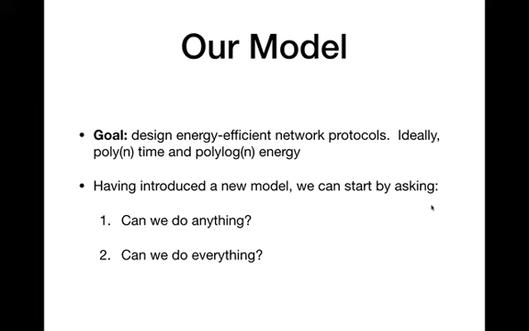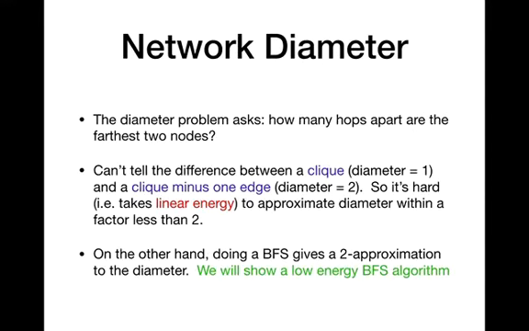Okay, so we've introduced a new model where we want to have algorithms that use poly n time and polylog n energy. And the natural question to ask is, okay, we've got a new model. Is it too easy? Like, can we do everything? Or is it too hard? Can we possibly not do anything in this model at all? And our answers are yes, we can do some things, and no, we can't do everything. So hopefully it's a good model. So let's address the no question first.